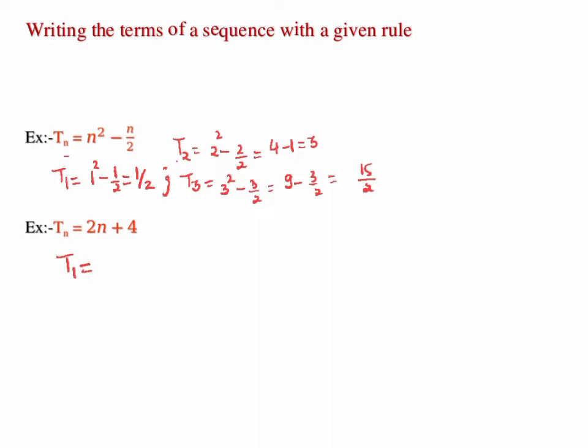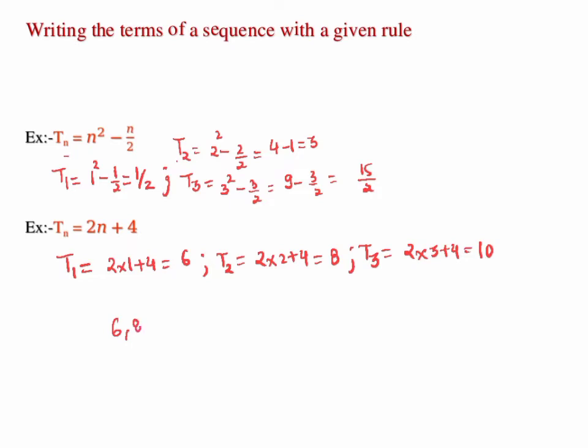In the next example, T1 equals 2 into 1 plus 4, that is 6. T2 equals 2 into 2 plus 4, that is 8. T3 equals 2 into 3 plus 4, that is equal to 10. So now you will get all the terms like 6, 8, 10, and so on. So here what we are doing is writing the terms of a sequence with a given rule.